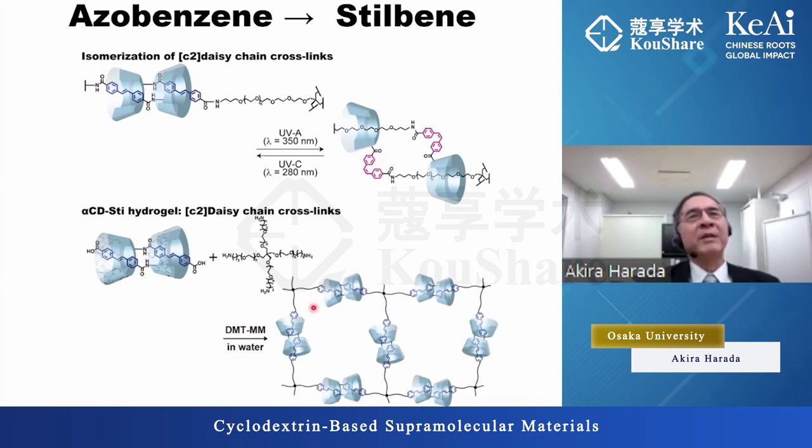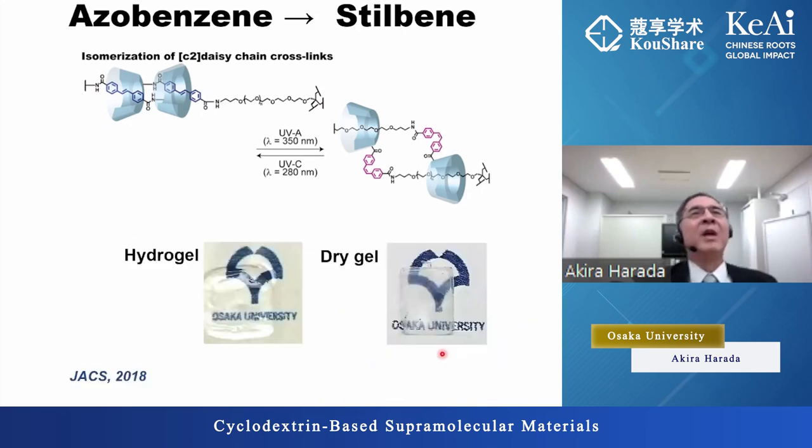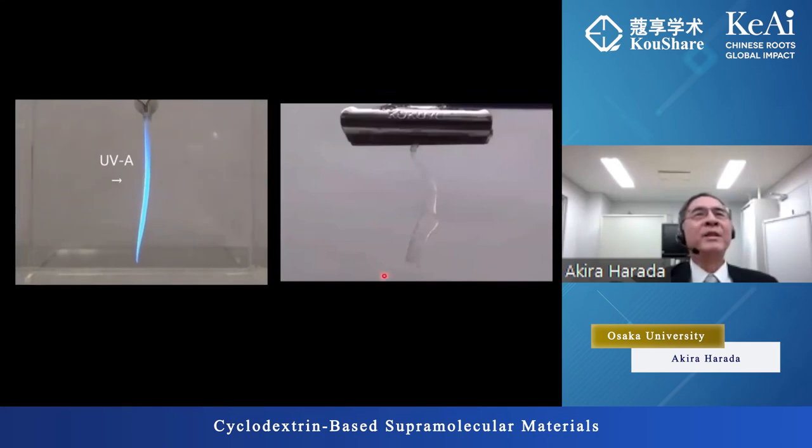This is a C2 daisy chain containing stilbene. The stilbene daisy chains are incorporated in the polymer network by four-armed polyethylene glycol chains, as I mentioned before. In this case, both hydrogels, dry ones and hydrogels, are transparent, clear gels. This is different from the azobenzene gel. When the gel strip was irradiated by UV light from this left-hand side at 350 nanometers, the gel bent towards the incident light right here. And then the gel came back to the original shape when irradiated by another UV light, in this case, 280 nanometers.